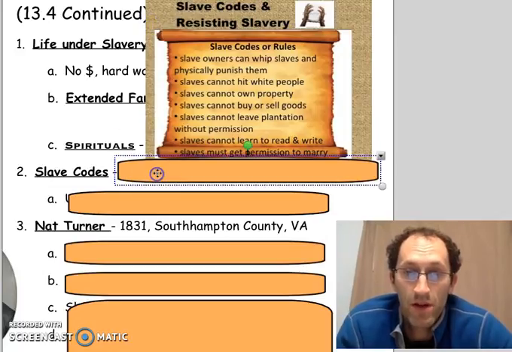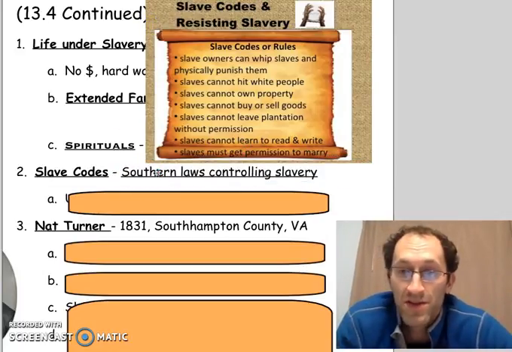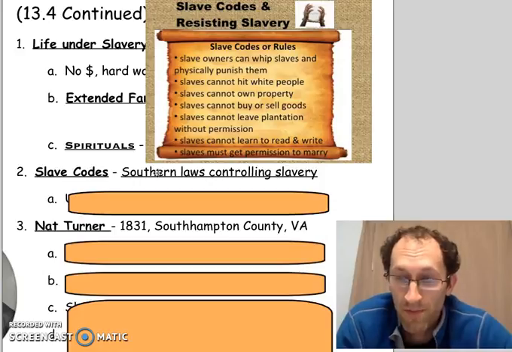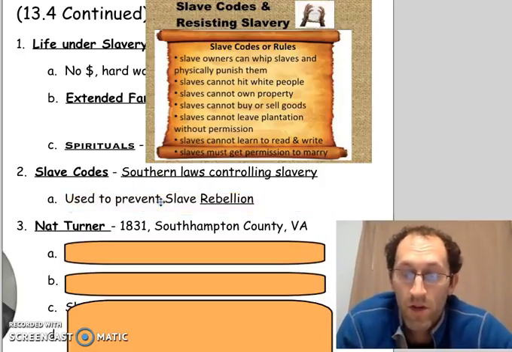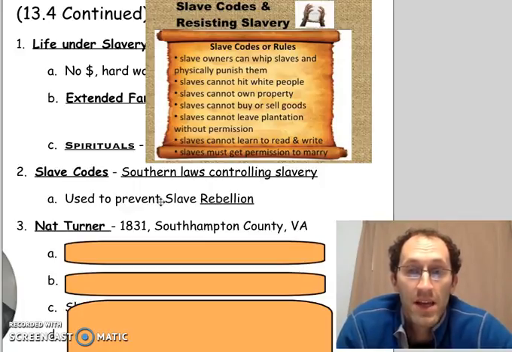So, what are slave codes? Slave codes are Southern laws controlling slavery. Here's a list of examples, but the basic idea of a slave code was to prevent slave rebellion. So here's some things that these slave codes did. It allowed owners to whip and punish slaves for any reason. Slaves weren't allowed to hit white people. Slaves cannot buy goods. They can't leave without a permission slip. They cannot learn to read or write, and they must have a permission slip to marry.